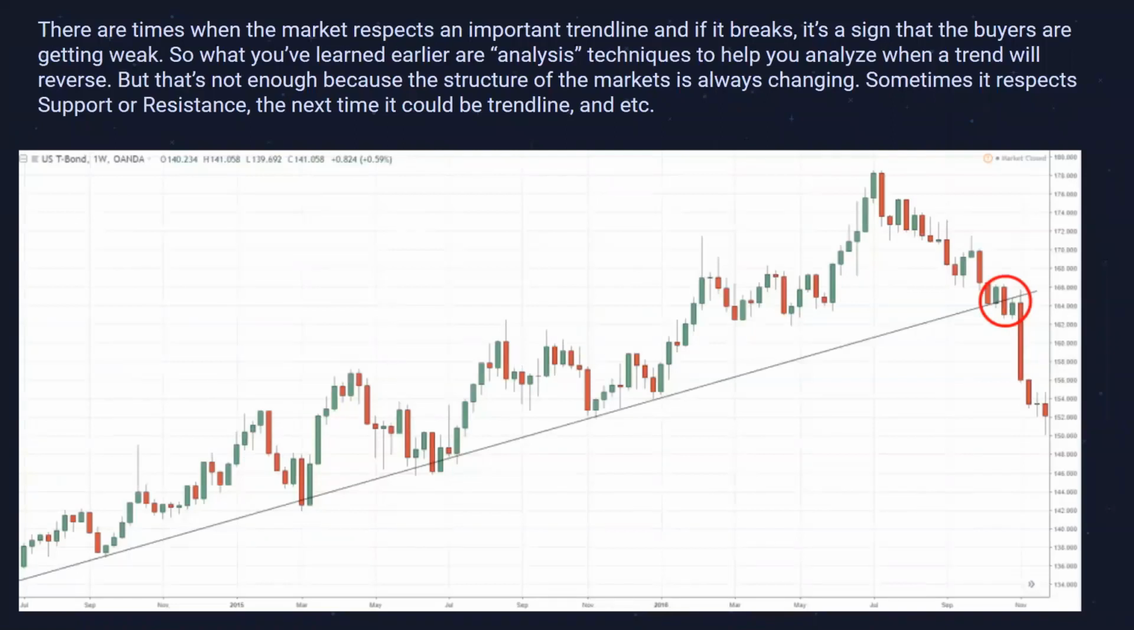All right. There are times when the market respects an important trend line and it breaks. It's a sign that the buyers are getting weak. So what you've learned earlier are analysis techniques to help you analyze when a trend will reverse, but that's not enough because the structure of the markets is always changing. Sometimes it respects a support or resistance. The next time it could be a trend line, et cetera. It could be breaking through. It could be reversing, right?